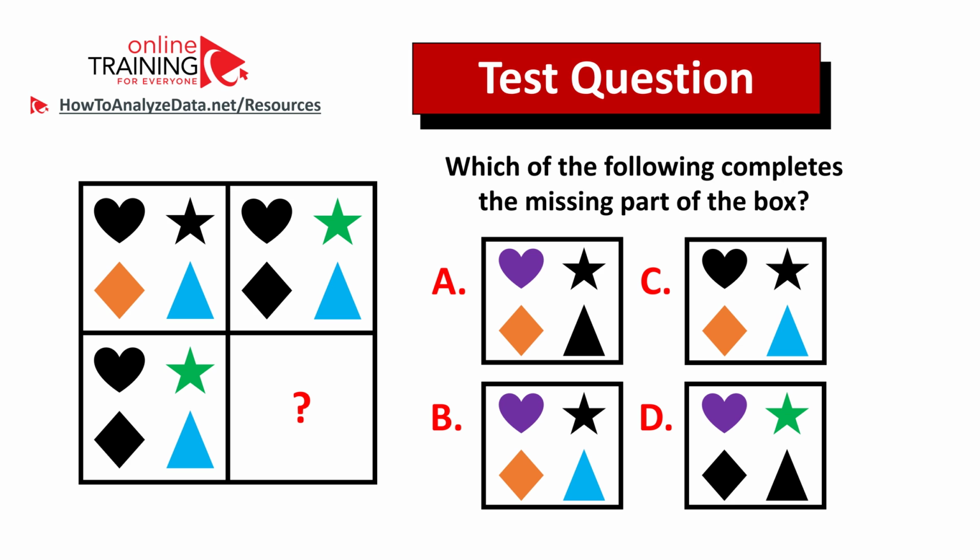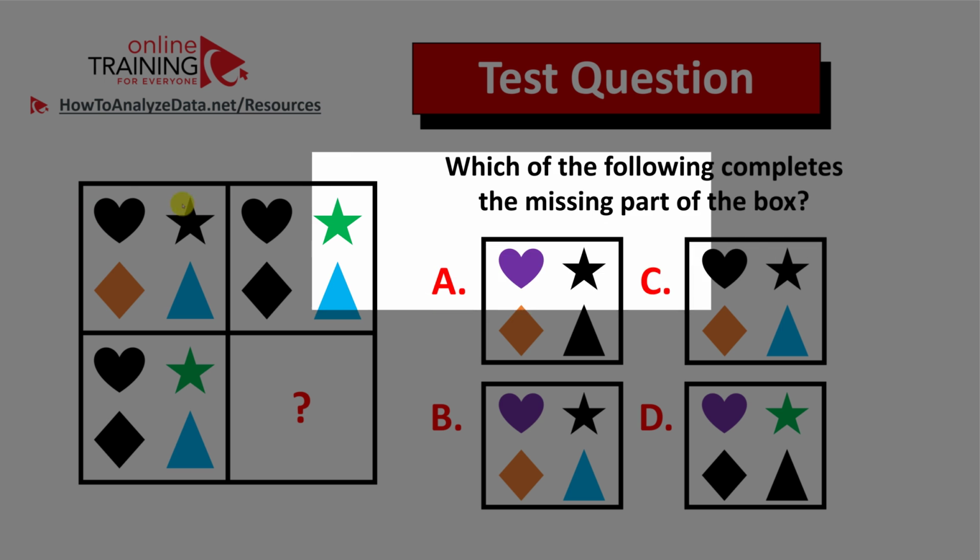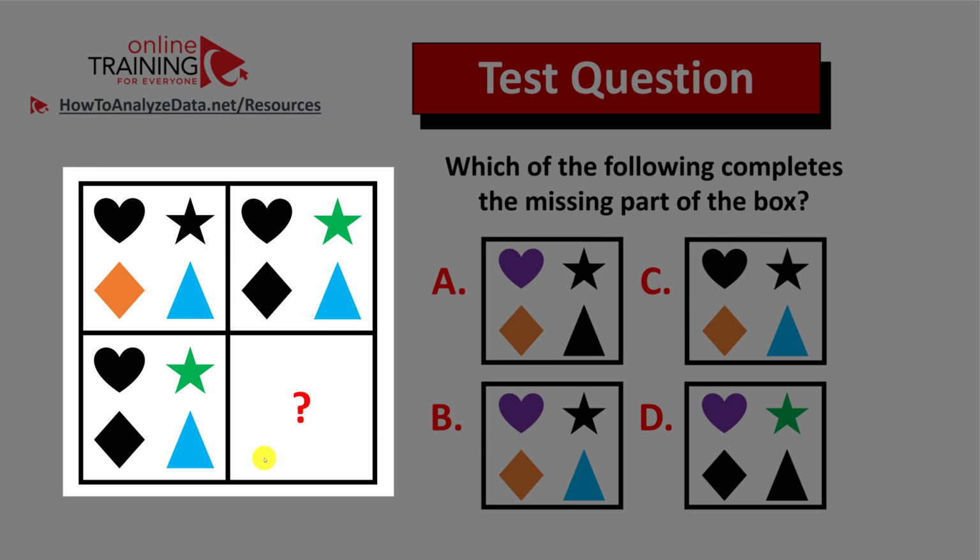And here's a question you can try to solve on your own. Please make sure to post your answer in the comment section of this video and I'll give you my feedback. Which of the following completes the missing part of the box? You're presented with a 2x2 box on the left. Each section of the box contains a different set of figures of different colors. And one box in the bottom right corner has a question mark. This is the box that you need to figure out.